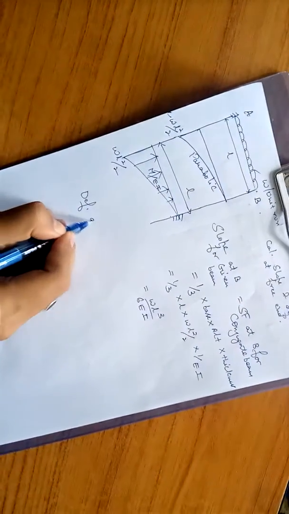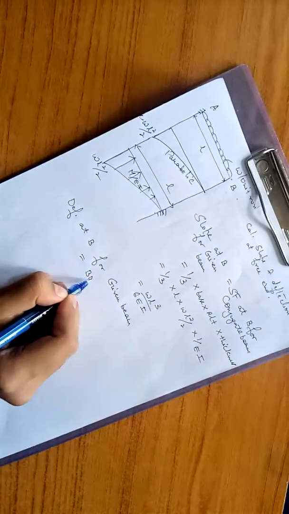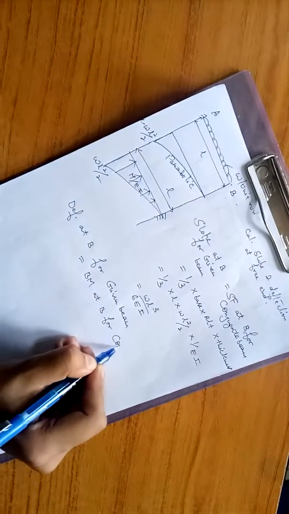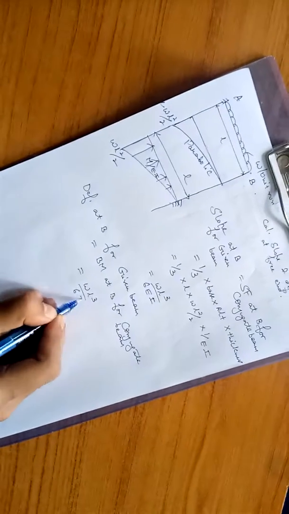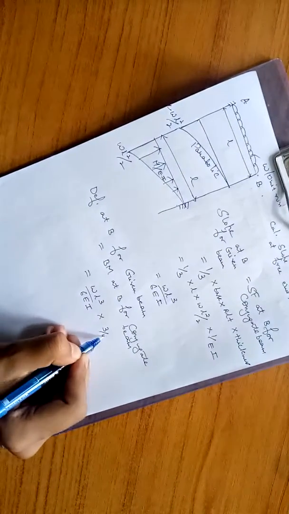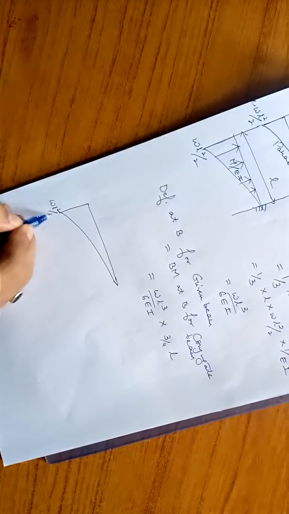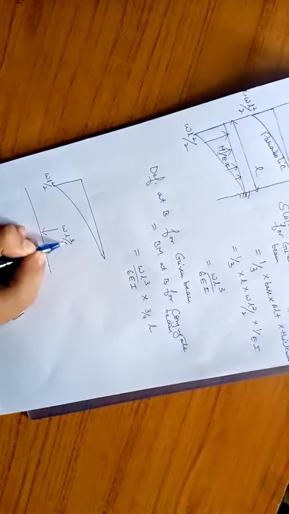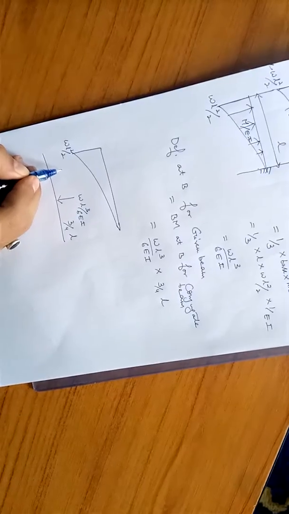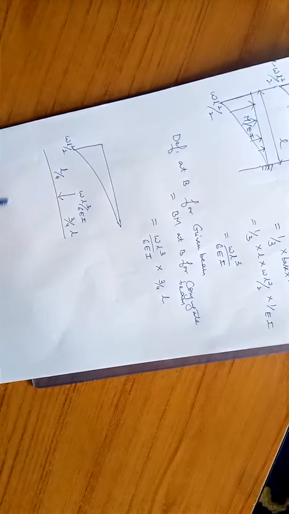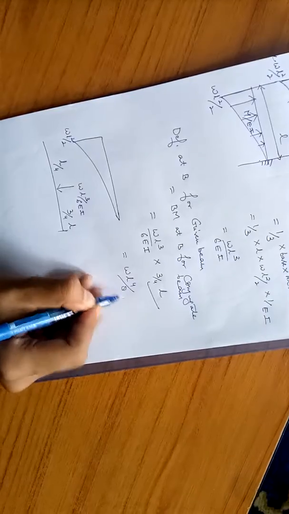Now we will find deflection at B for the given beam. That is equal to bending moment at B for the conjugate beam, which is WL cube upon 6EI into its respective distance 3 by 4 L. As we know, in case of an inverted parabola, in the free body diagram, WL cube upon 6EI acts as a point load, so this distance is 3 by 4 L and this distance is L by 4. So from there 3 by 4 L comes, which gives WL to the power 4 upon 8EI.